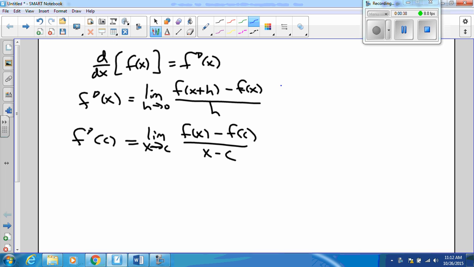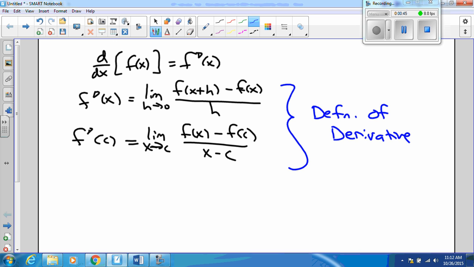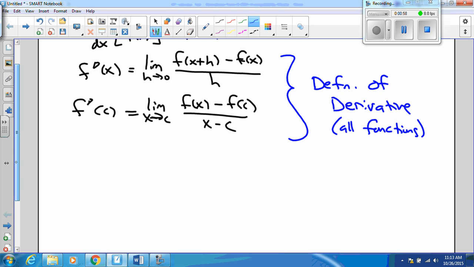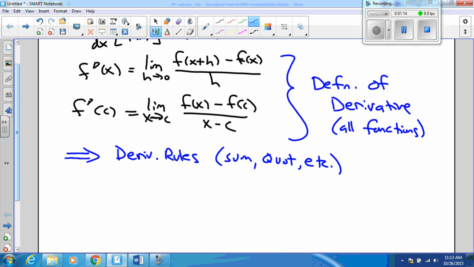And this applies to all functions everywhere. For any function, its derivative can be computed by either one of these two things. And then from here, we use this to create derivative rules, such as the sum rule, quotient rule, etc.